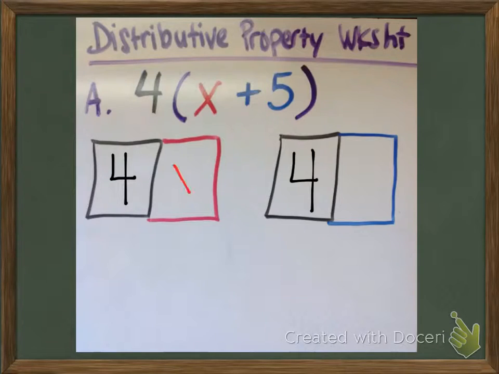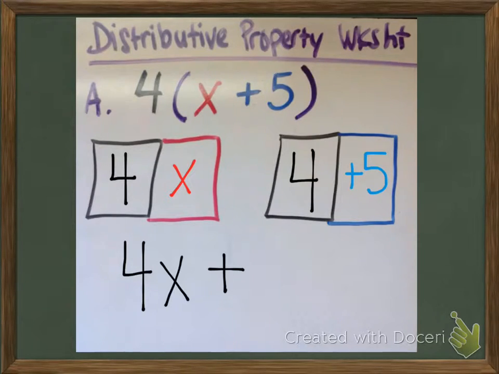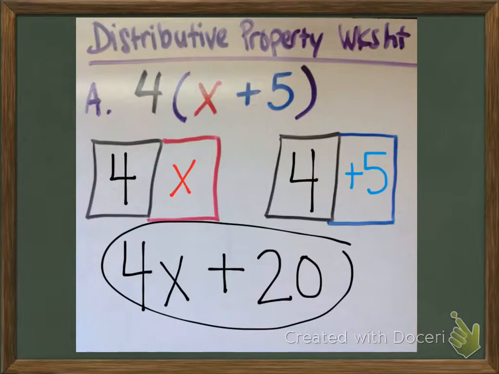Now bring down the x into the red box and the positive 5 into the blue box. To find your answer, you multiply 4 times x, which is really 1x, and 4 times 1 is 4, and then bring the x down. Then you have 4 times a positive 5. The 4 is positive and the 5 is positive, so your answer is positive, and 4 times 5 is 20. Your first answer is 4x plus 20.